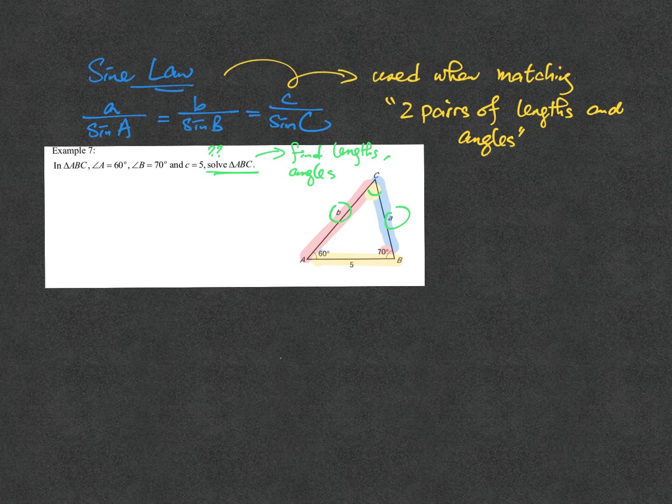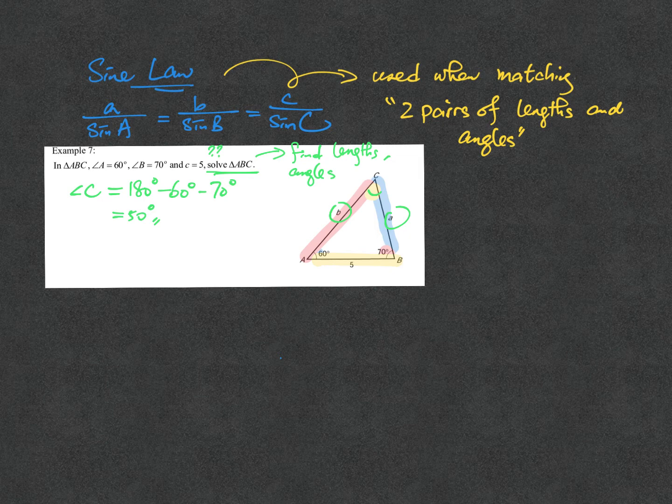Now have a very quick look at the question. Which one is the easiest to find? Yes, definitely angle C is the most obvious one to solve, because you can simply apply the angle sum of a triangle to get it, which gives you 50 degrees. After that, we can start matching the sides and the angles in order to apply the sine law.